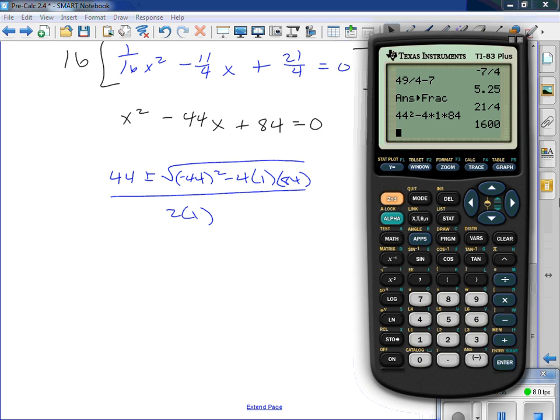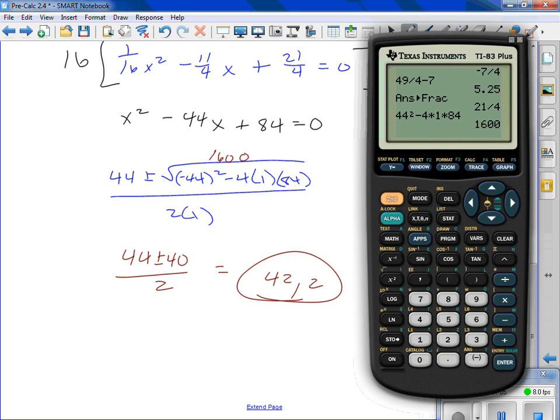1,600. Square root of 1,600 is 40. Square root of 16 is 4. Add 2 zeros, so it's just 40. So it's 44 plus or minus 40 all over 2. What's 44 plus 40? 84. Cut it in half, it's 42. 44 minus 40, cut it in half, those are my answers. And then I'm going to have to go in and check them.